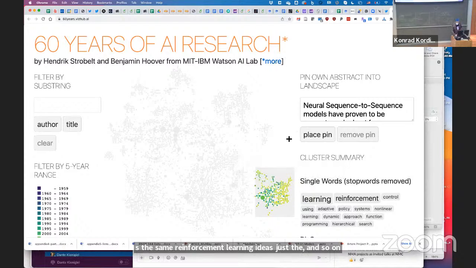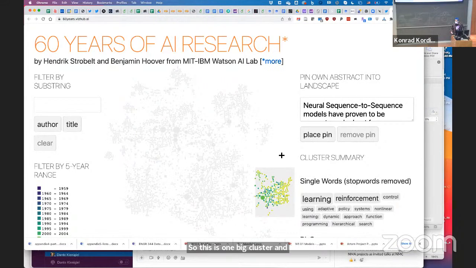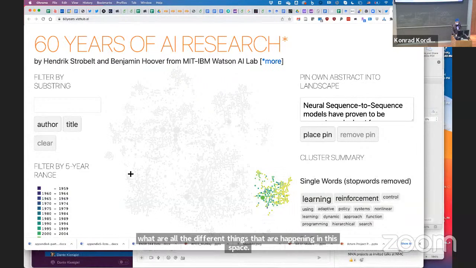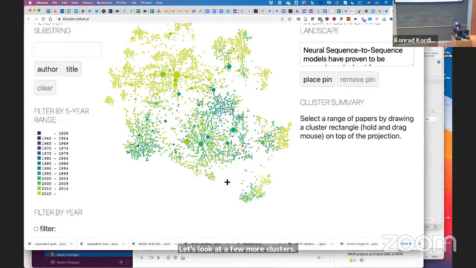And so this is one big cluster. And a good number of you will choose to be in that cluster. Then you want to understand the structure and gestalt of that cluster. What are all the different things that are happening in this space? Let's look at a few more clusters. What do we have here?